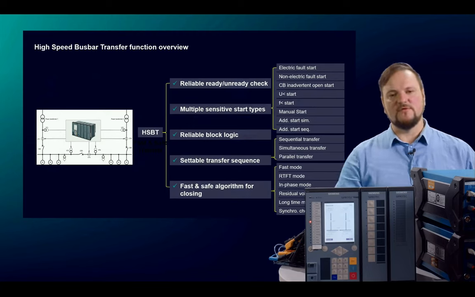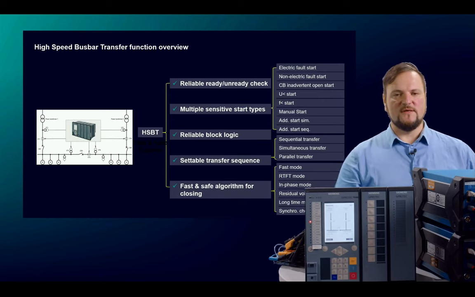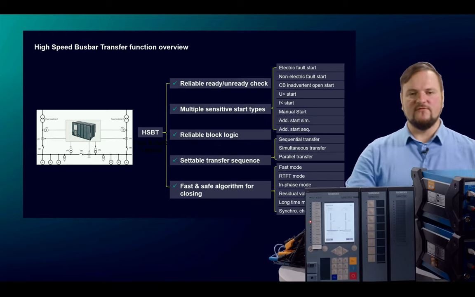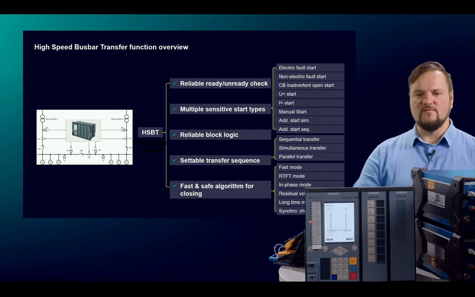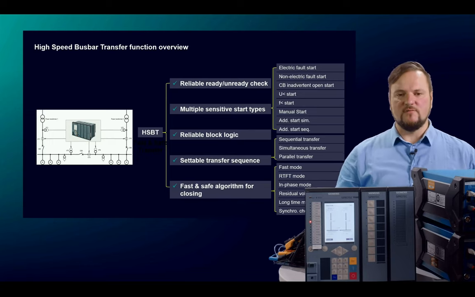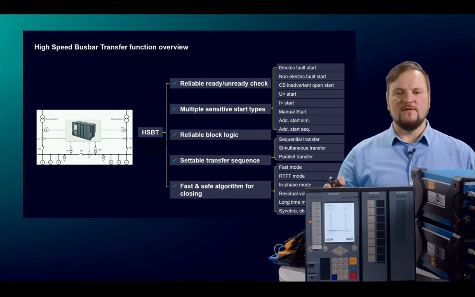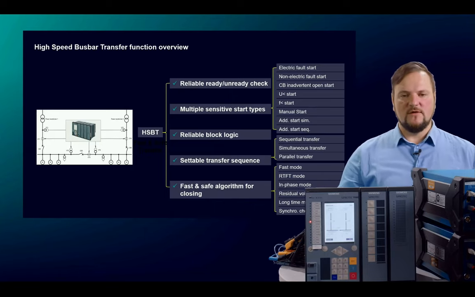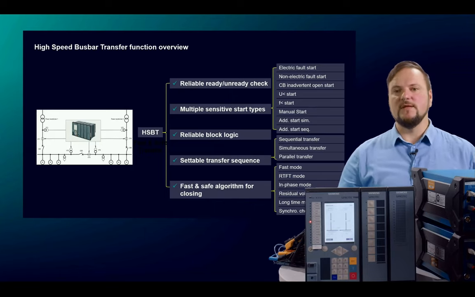The settable transfer sequence is split into sequential, break before make, simultaneous, make before break, and parallel, where both breakers are in. And in the end, of course, we have different fast and safe algorithms for closing the breaker: the fast mode, real-time fast mode, in-phase mode, residual voltage mode, and long-time mode. The synchrocheck is also available in the device.